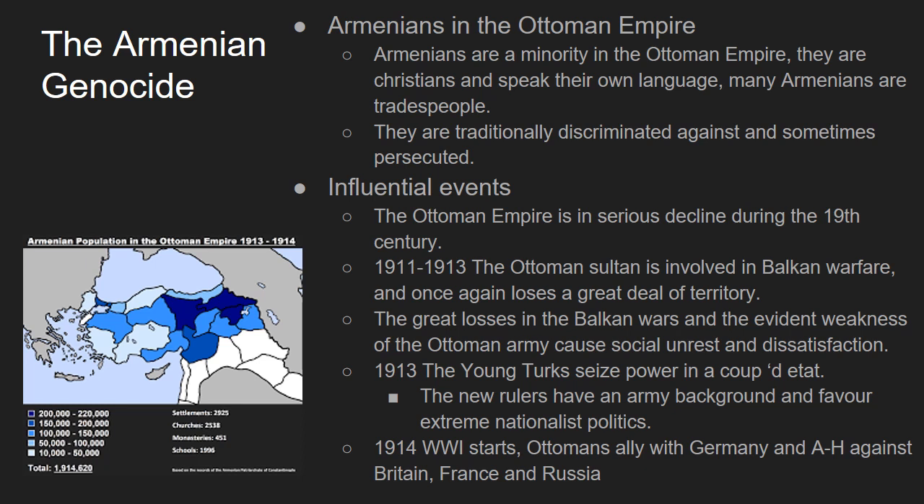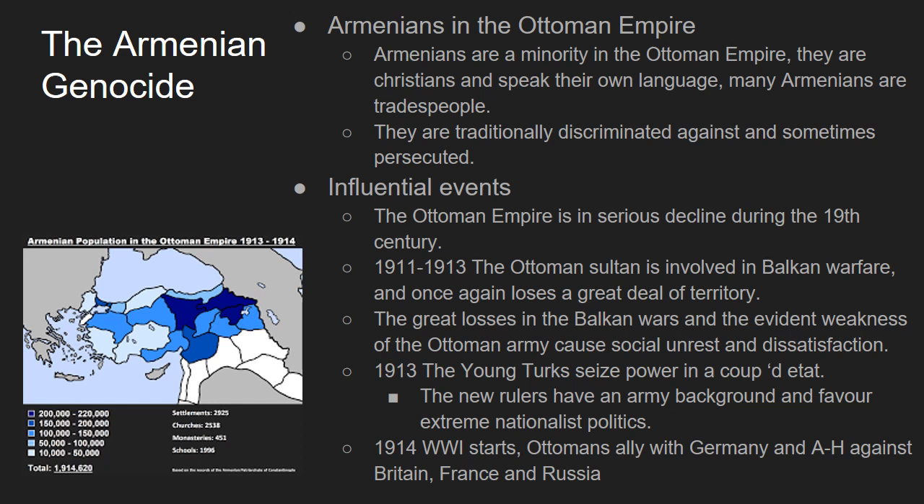Many Armenians were tradespeople. Some Armenians lived in separate villages, as we discussed when we talked about the Ottoman Empire and their treatment of Christians. Others were mixed in with Ottoman populations. Throughout Ottoman history, they had traditionally been discriminated against and sometimes even persecuted. And they were definitely seen as other and separate from the Turkish population that was the majority of the Ottoman Empire.